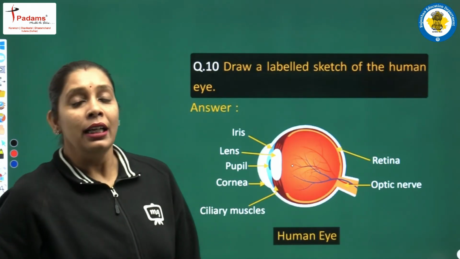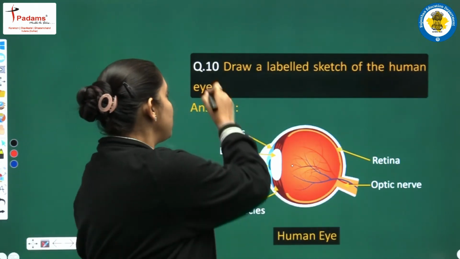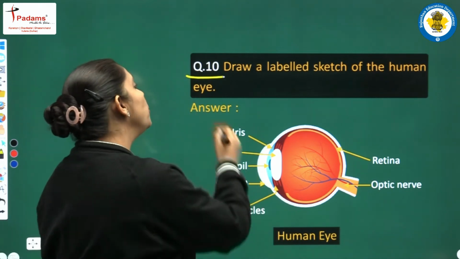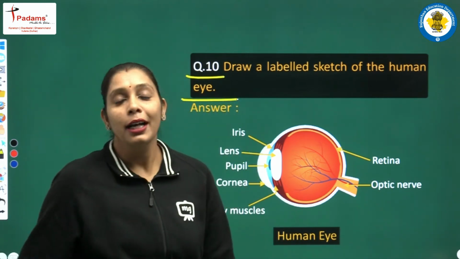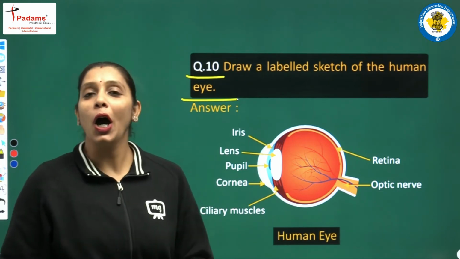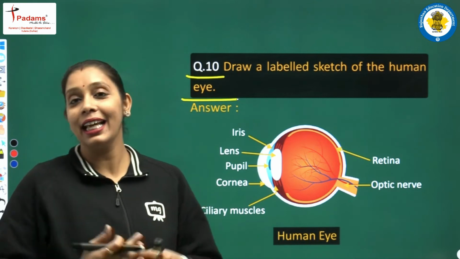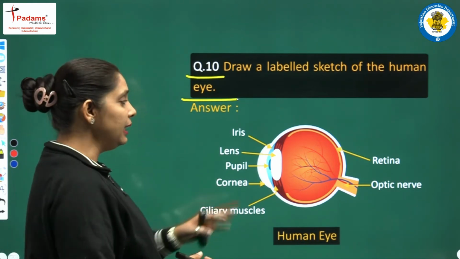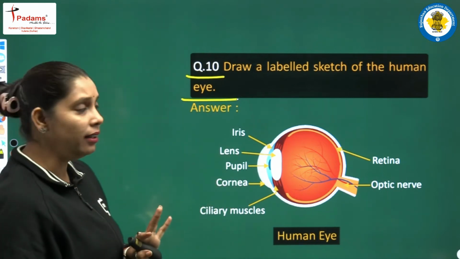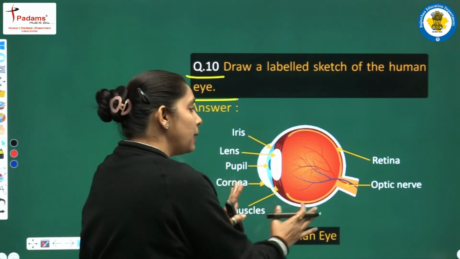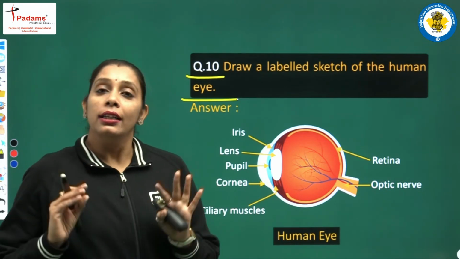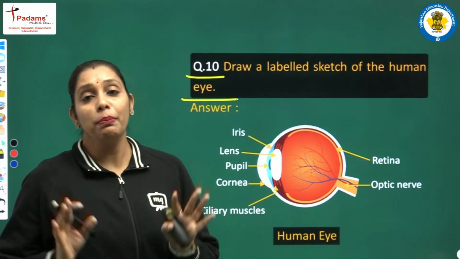अब हम बात करते हैं क्वेश्चन नंबर 10. Draw a labeled sketch of the human eye. हमारी प्यारी सी आँखें, सुंदर सी आँखें. So how they look from the inside? Student, it's very easy. This is the simple diagram of human eye. Clear? आपको सिंपल सी बात है, डायग्राम बनाना है, और हमेशा ध्यान रखिए साइंस के अंदर डायग्राम should be labeled.